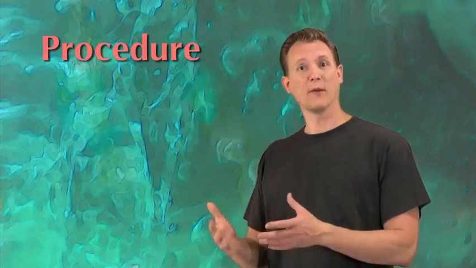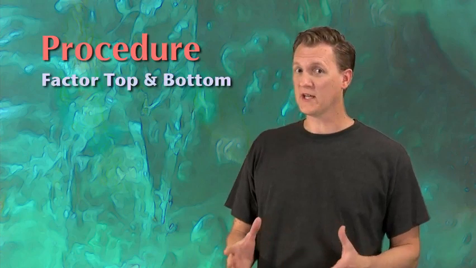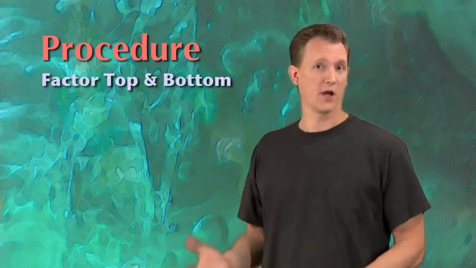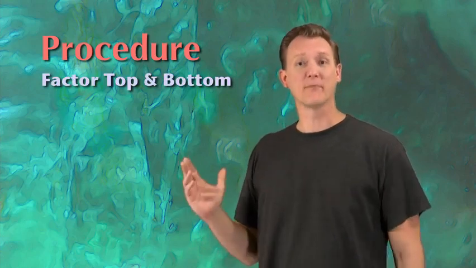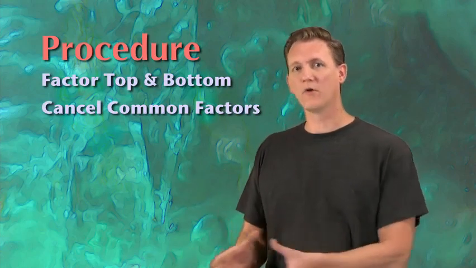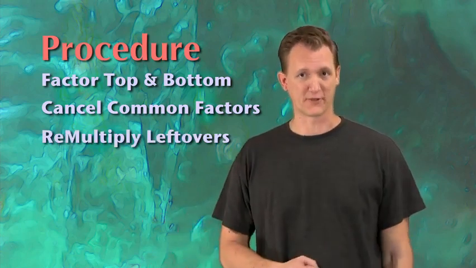Basically, you just take the top and bottom numbers and factor them down to their prime factors. And then you see if there's any factors that are the same on the top and bottom. We call those common factors. And if there are, you just cancel them out. And once you've canceled out all the common factors, you remultiply whatever's left over to get your final answer.